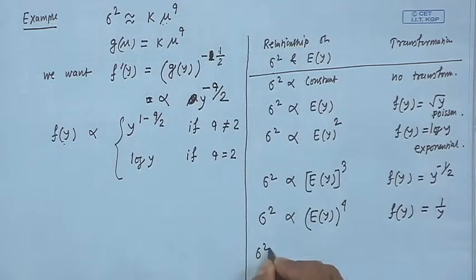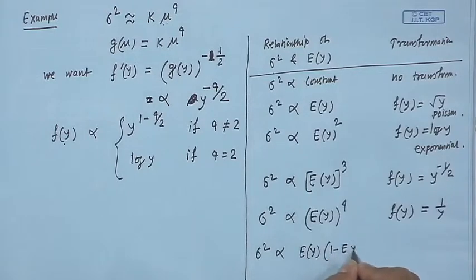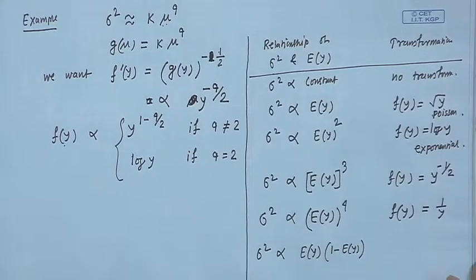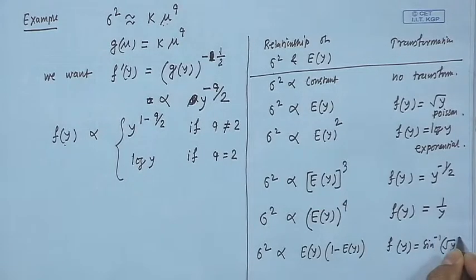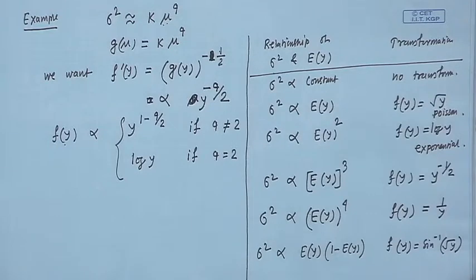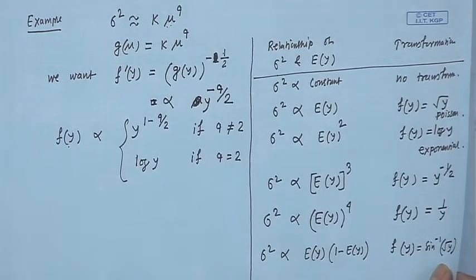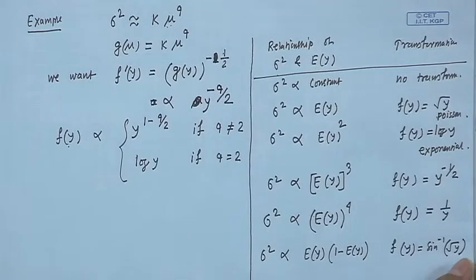But suppose sigma square is proportional to expectation of y into 1 minus expectation of y. This is the case when y is a proportion between 0 and 1. So, in this case f(y) is equal to sin inverse root y. Okay. So, this is all about the variance stabilizing transformation.